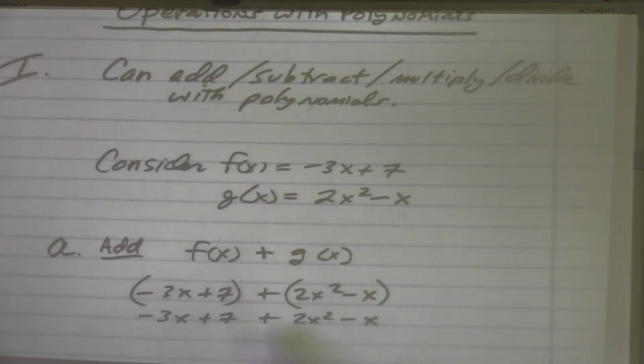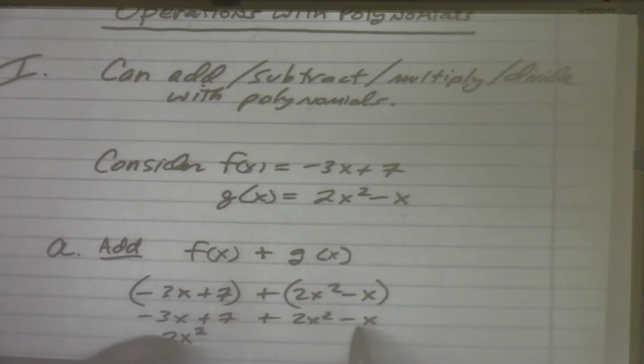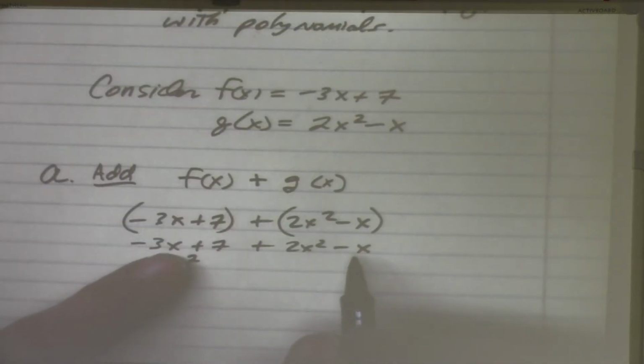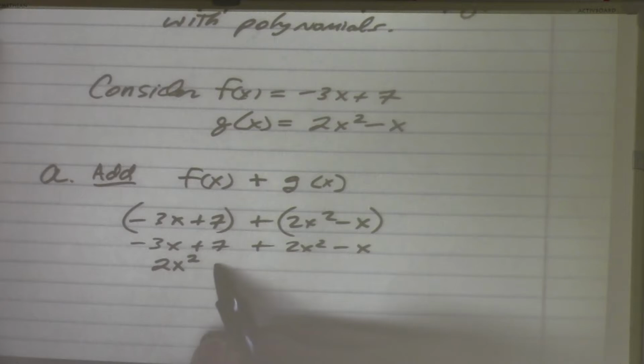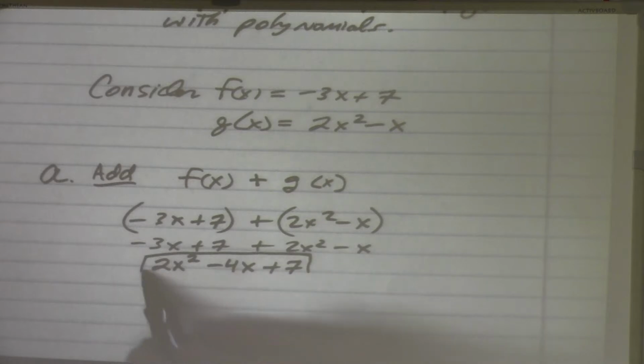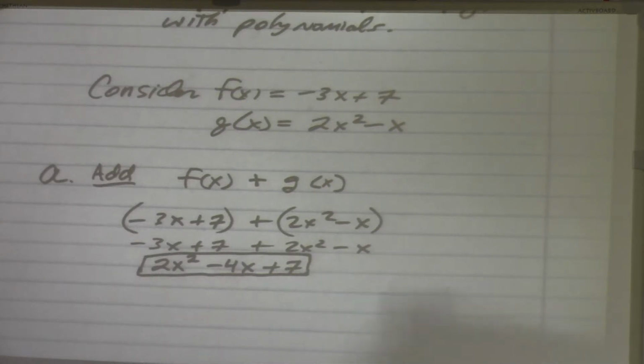And then the like terms are added together. Well, there is only one squared term, and that's the highest degree, so I will put that one first. And we have two of them with x terms. So negative 3x minus x is negative 4x, and then plus 7. So when adding them, that is the answer you get.